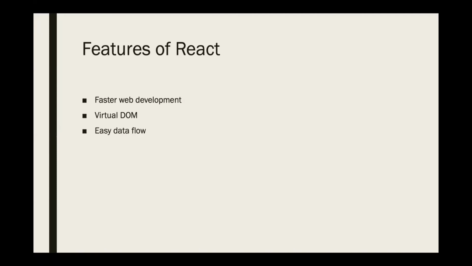Easy data flow. In AngularJS, often data used to flow both sides. Suppose I'm a parent component, I would be sending data to my child, but at the same time, the child could also send the data back to the parent component. Sometimes it would become so complicated that the app would just hang. And this is where React comes into the picture, where you have only one way state binding. So basically, there's only one way in which the data flows, that is from parent to child, and so on and so forth.